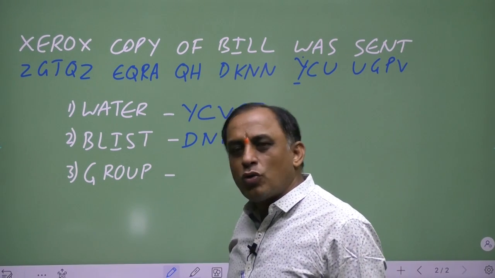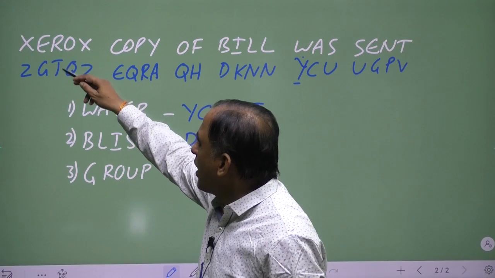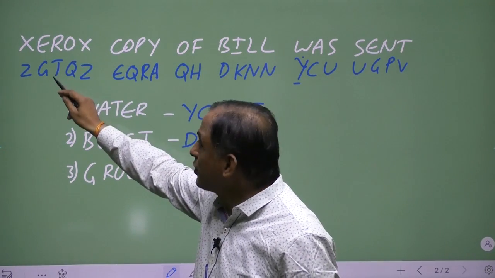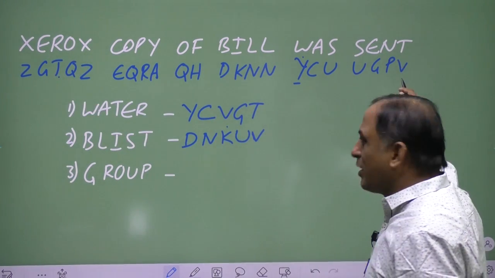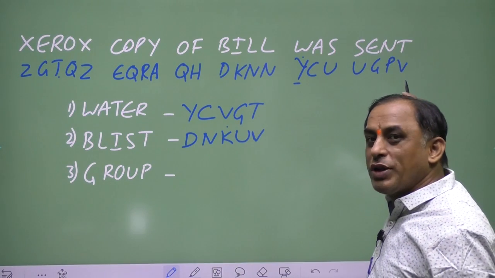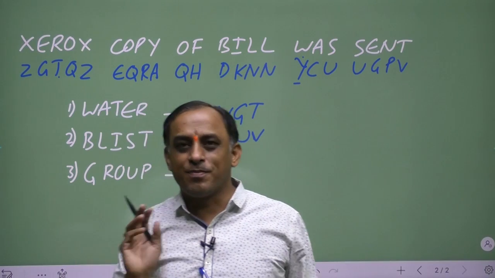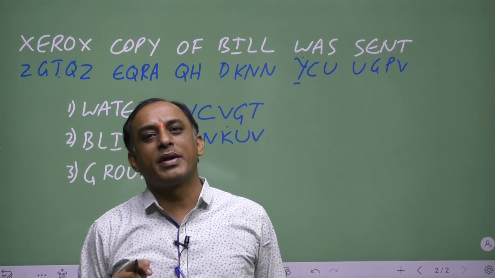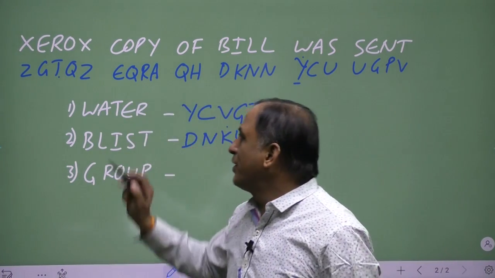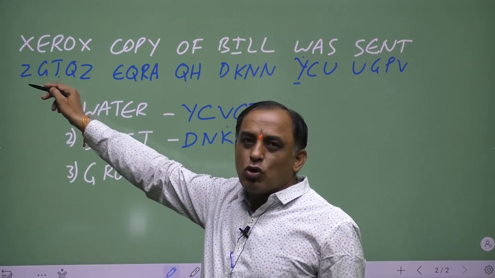If you have any doubt, take one more example. What is R code? T. What is T code? Is it R? No, T code is some other letter. So, now use your brain. Find the relation between the given English alphabet and the code.